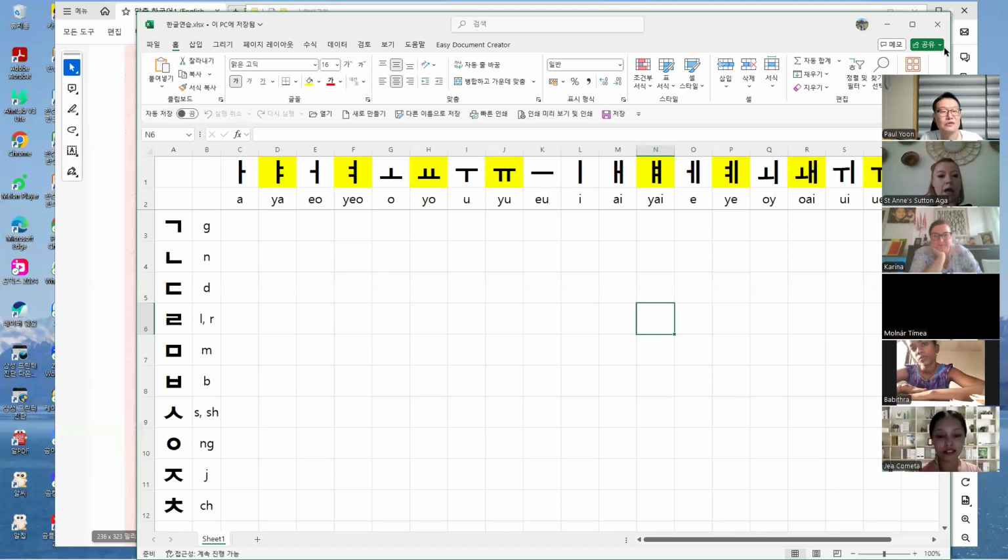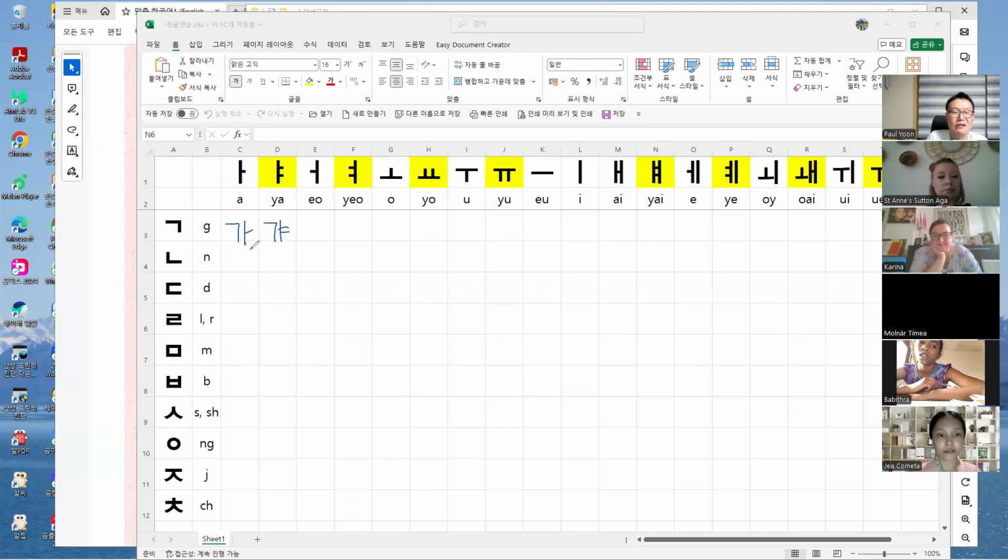Yeah, this one. So this side is consonant and upside is vowel. G, N, D, L, M, B, S, J, K, and A, Ya, O, Yo, U, Yu, and so on. So, G and A, Ga. G and Ya, Gya. Like this. Oh, sorry. This one is wrong. Okay. Na, Da, La. Like this. So you may practice using this Excel file.